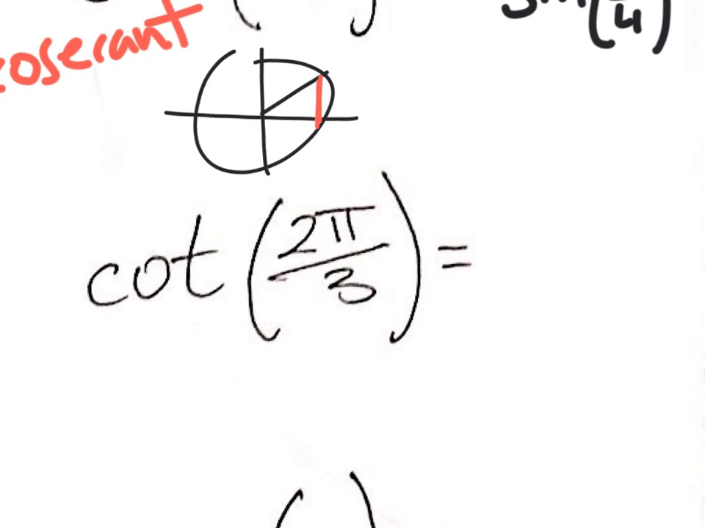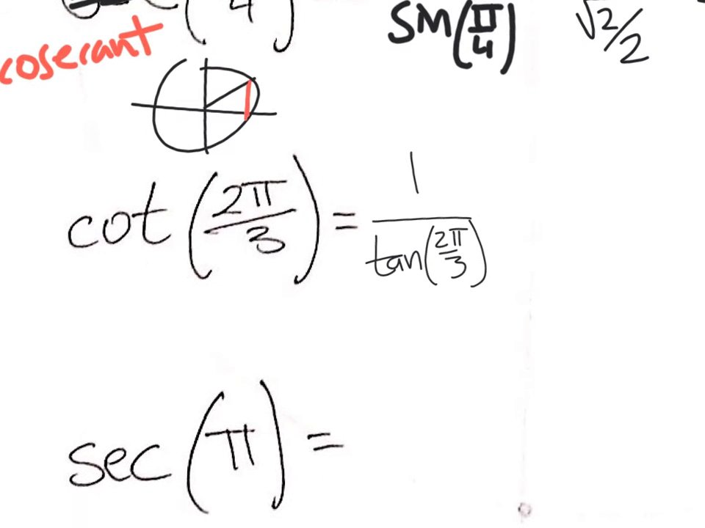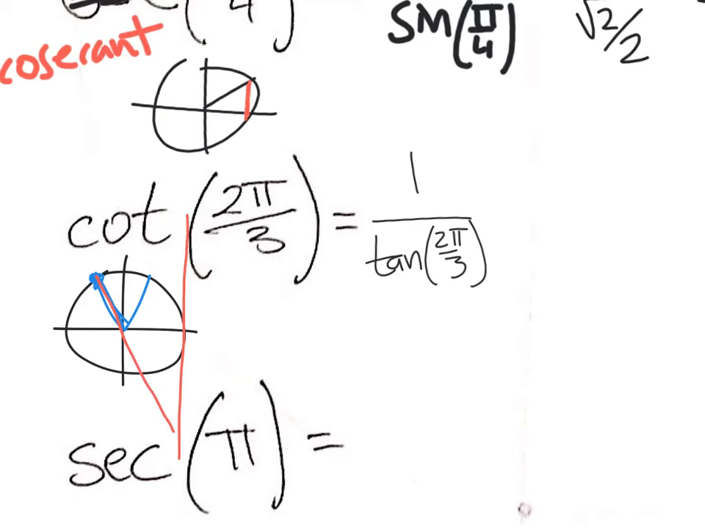Alright, third example, cotangent of 2 pi over 3. So we know that's going to be 1 over the tangent of 2 pi over 3. And let's see, 2 pi over 3, that is right here. So there's thirds. And if you're thinking this, I know that would be negative root 3. So we're going to get 1 over negative square root 3.